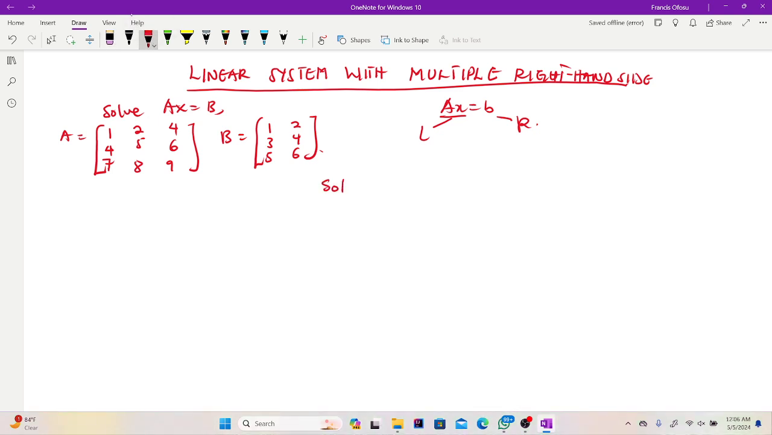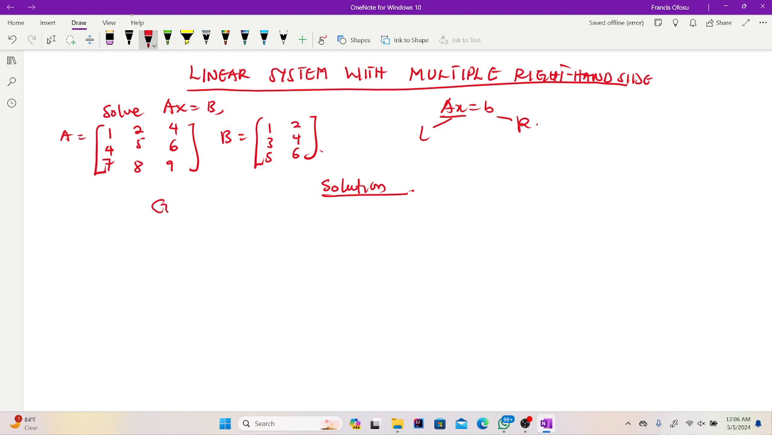So let's solve this problem. We can solve this using any of the methods, whether Gaussian elimination or LU decomposition, any way you want to. The only difference is that our B here is more than one column. So how do we do that? Please go by the normal approach.